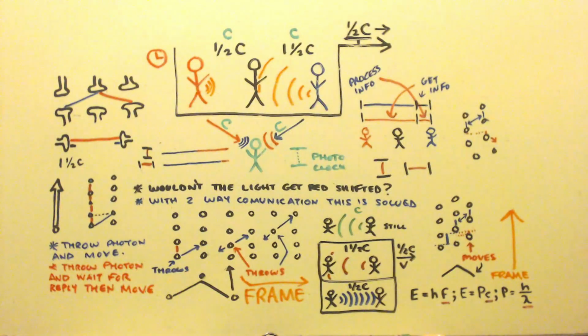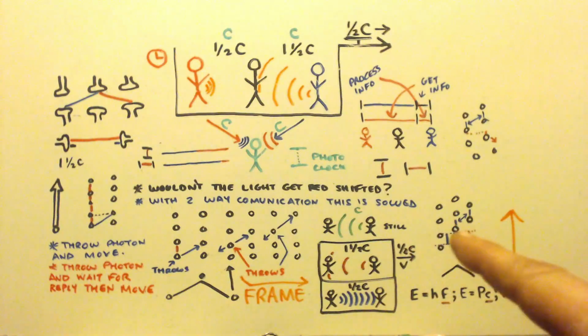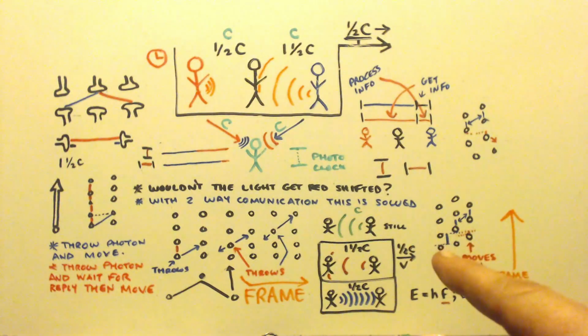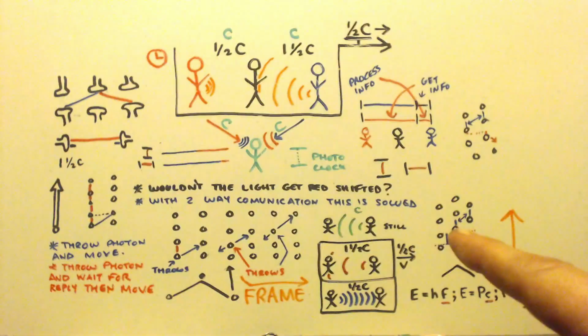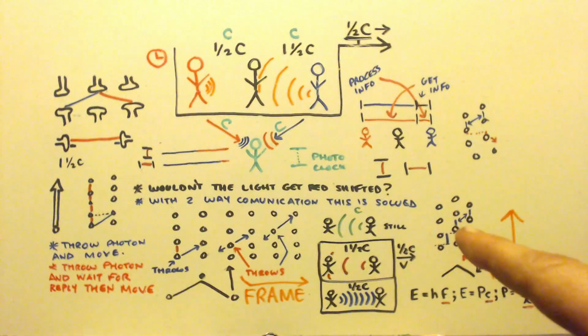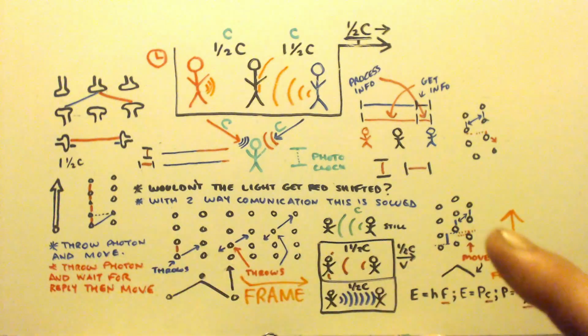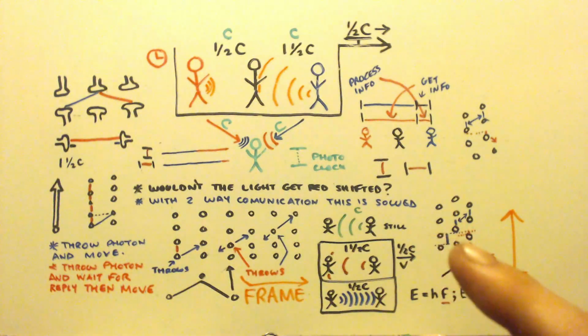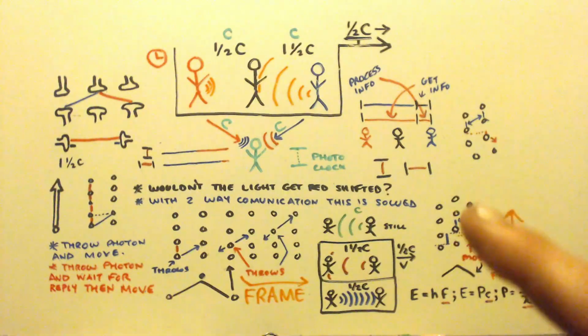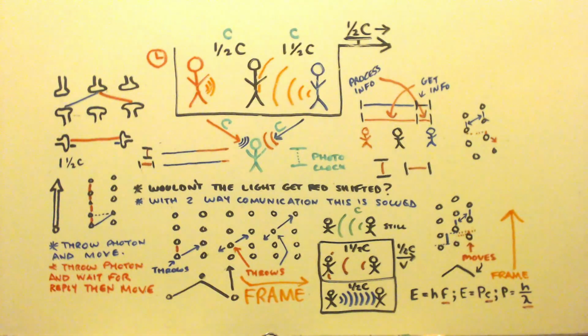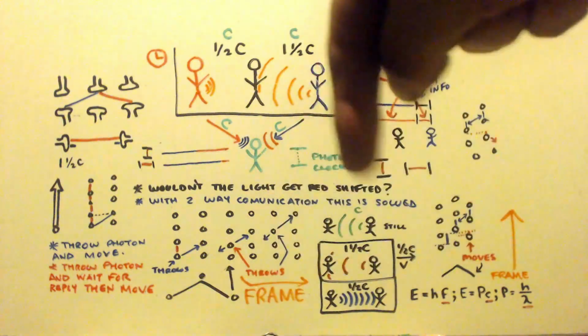But let's say it was one-way communication. What would happen is the second one would get this, throw the photon, and then move. This one would get a photon, throw it, move, just like over here. And they would all have the same Planck second. You see that long blue Planck second. But I want you to think about, what if the frame was going this way?